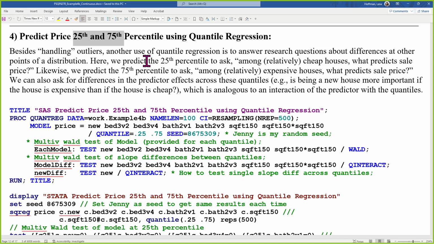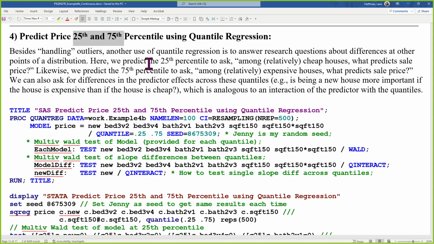And so by asking for models that predict those two percentiles specifically, another way of thinking about that is saying, amongst cheap houses, what's the most important factor? That's the 25th. Amongst expensive houses, what are the important factors? So this is kind of like thinking of it conceptually as a slope by outcome variable level interaction, because these sorts of questions are asking, is there a different relationship between a predictor and an outcome at different points of the outcome?